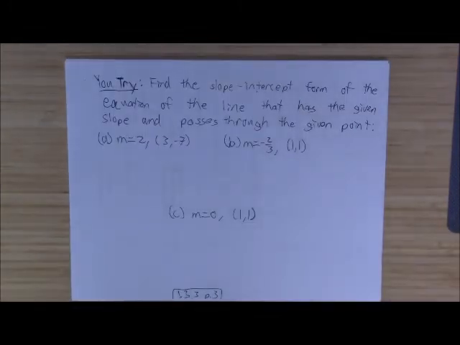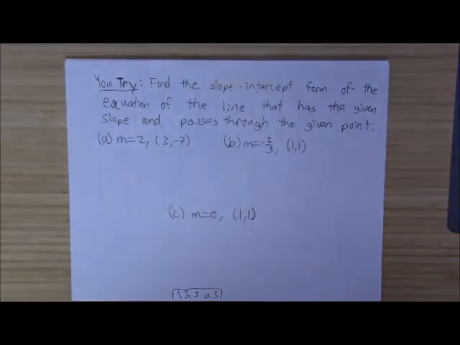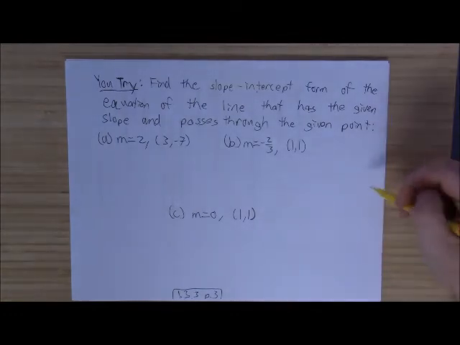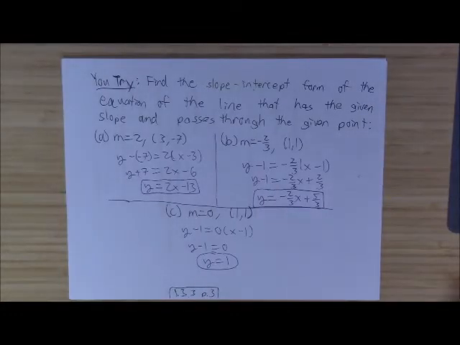Now it's time for you to try an example. Find the slope-intercept forms of the equations of the following lines given the slope and passing through the given point. On the count of 3, I'll reveal the answers for these. 1, 2, 3. And there we have the answer.